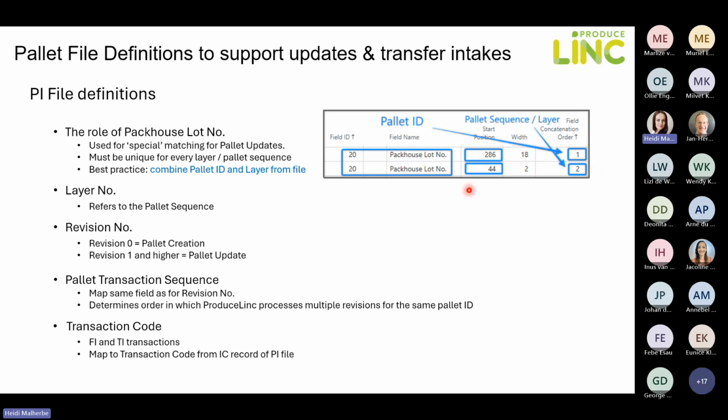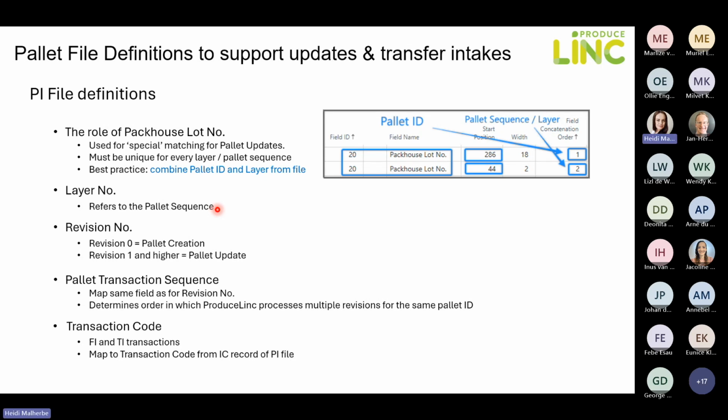So in this example, we have mapped the pallet ID from position 286 as the first part to make up the packhouse lot number, and the layer number, which is position 44, as the second part. And then we end up with this unique ID or unique packhouse lot number. Okay. Then talking about layer number, this refers to the pallet sequence. I don't think we need to say much about it. We suggest that you do map it. It's very useful information to have on stock as well.